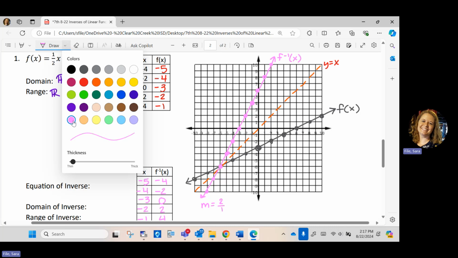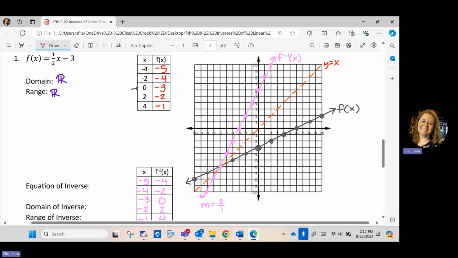Now, while I'm on this graph, I identified the slope. Did we just plot the y-intercept of that inverse right here? Right there? What is that y-intercept? That's at 6, so that's my b, isn't it?